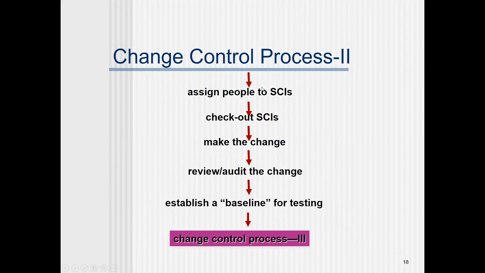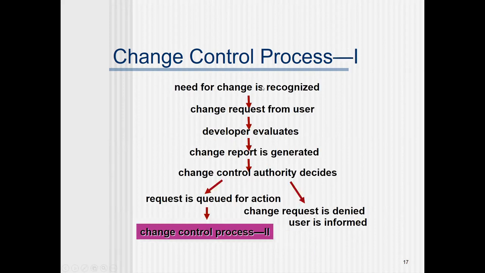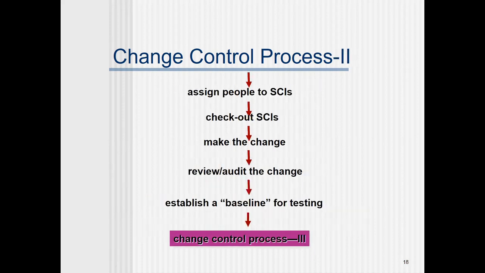And second stage, assign people to SCI. So if that request is sanctioned, means assign people to software configuration items. You are responsible for taking up this particular item. You are responsible for this particular configuration change. Like there, you are just assigning people. Check out the SCIs, make the change, review or audit the change, establish a baseline for testing, and go for change control process 3. Now, the change has happened.